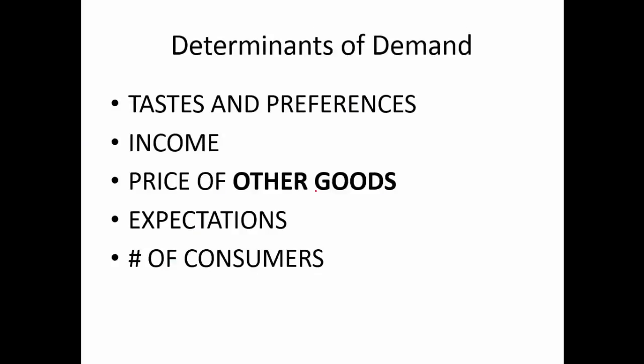Okay, finally, the number of consumers. And this one's pretty straightforward. If you add consumers, if the population of your region grows, demand for products grows along with it. There's the determinants of demand. Now, a little device to help you remember: I've rearranged the order a little bit, and you can see that you take the first letters here, and you've got a little acronym. You can remember those through the acronym TIPE, T-I-P-E, number. So remember, TIPE number is the determinants of demand: tastes and preferences, incomes, price of other goods, expectations, number of consumers.